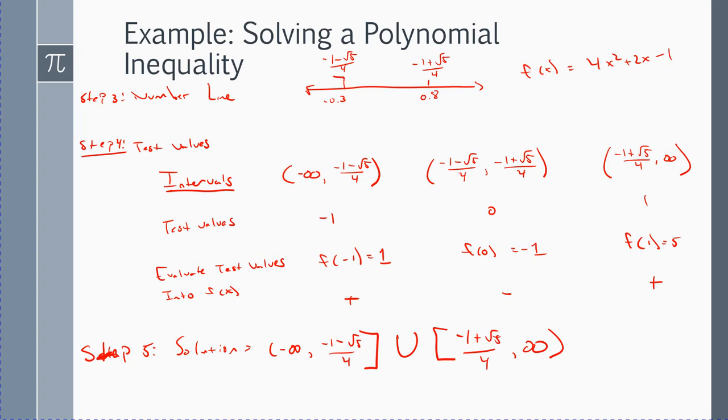So going up here on the number line, that means our solutions are everything this way and everything this way. You can see the key is finding the boundary points, setting up the intervals, evaluating for the test values, and then going from there.